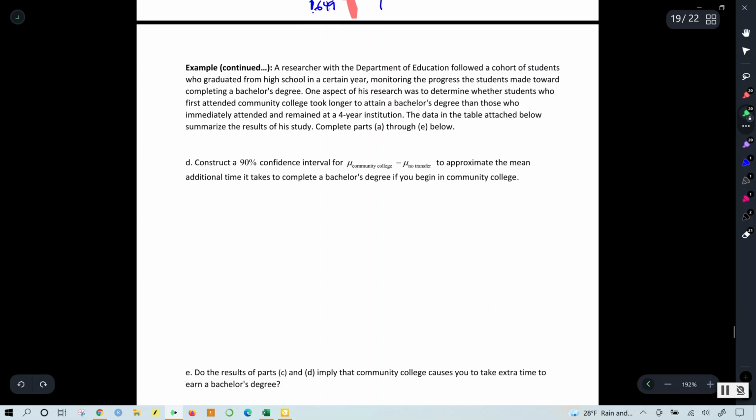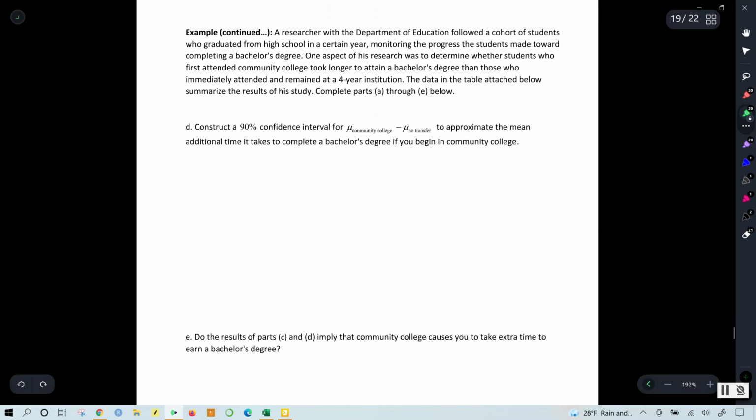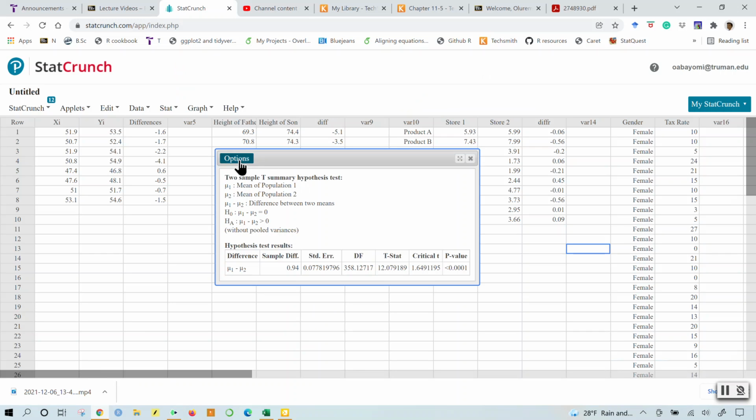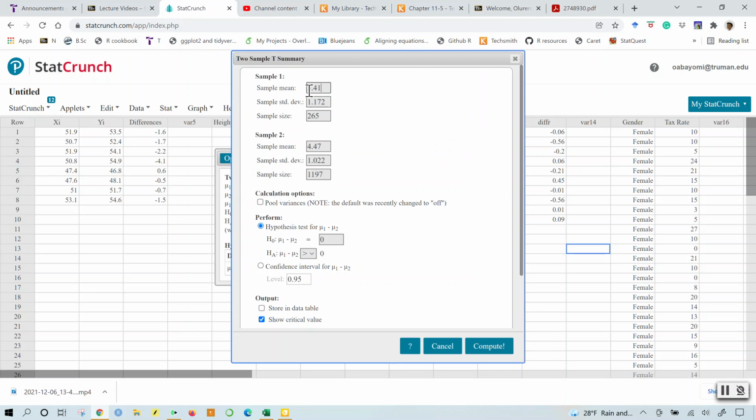Then let's see, the same question continues in the same context. Question D, we're to construct a 90% confidence interval for this difference to approximate the mean additional time it takes to complete a bachelor's degree if you begin in a community college. So let us see what that is. We go back. Since we still have the same result, you can go to options, edit. I still have all the details there.